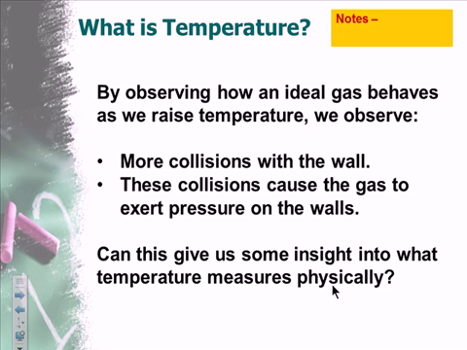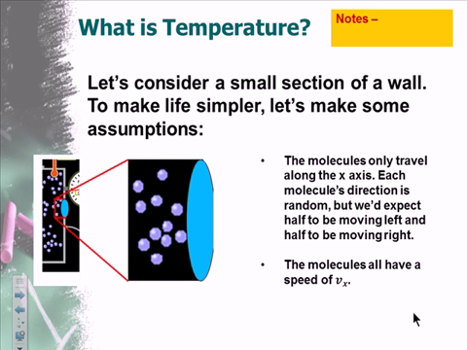So we're going to use that idea of pressure and how fast these molecules move to derive some sort of definition of temperature. All right, so let's consider a very small section of a wall on that box. In order to make life simpler for us, visually and mathematically, let's make some assumptions. So first of all, let's assume that the molecules can only travel along the x direction. So they can either go left or they can go right. Now we'd expect, since each molecule's direction is completely random, half of these to be moving to the right.